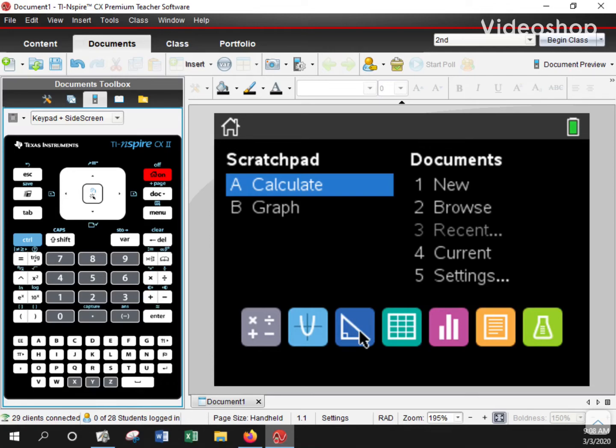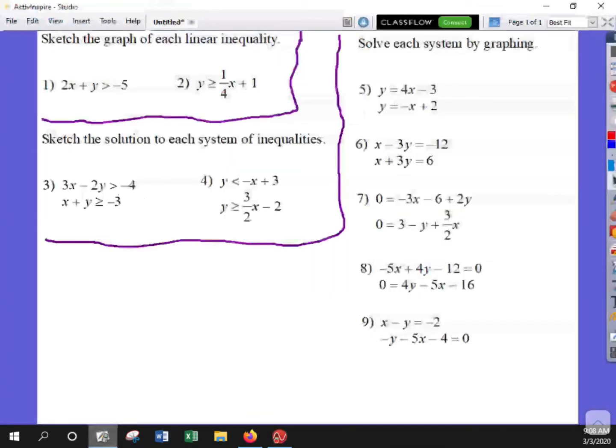Today we're going to take a look at how we can use our calculator when we are graphing linear inequalities, systems of linear inequalities, or systems of equations. So we're just making sure we're able to review how we do that when dealing with our calculator, how we use that tool to help us with that.